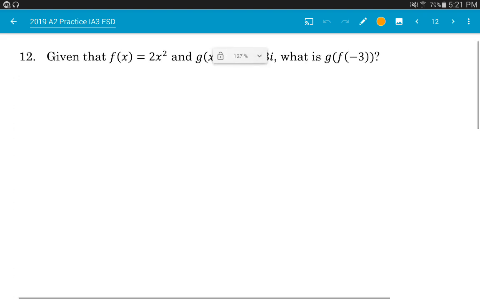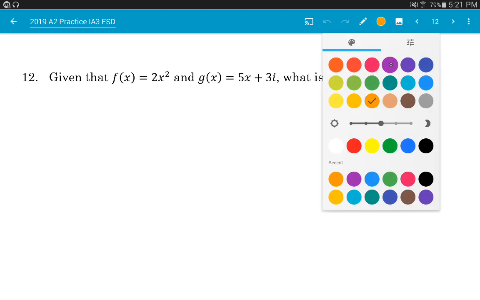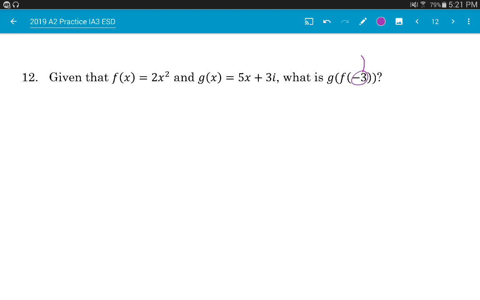Question 12. Given that f of x is 2x squared and g of x is 5x plus 3i, what is g of f of -3? Here's what I've got to do. I've got to take -3 and plug it into the f function. So 2x squared becomes 2 times -3 squared, which is 2 times 9, which is 18.